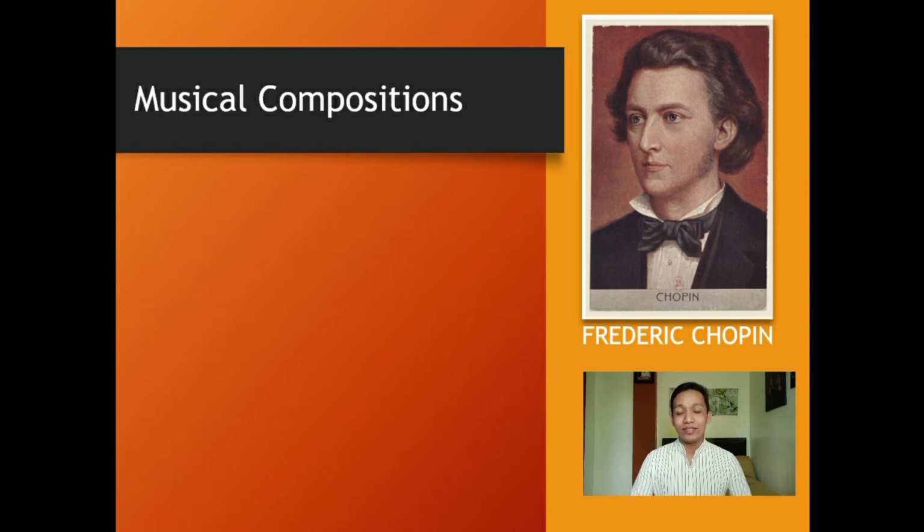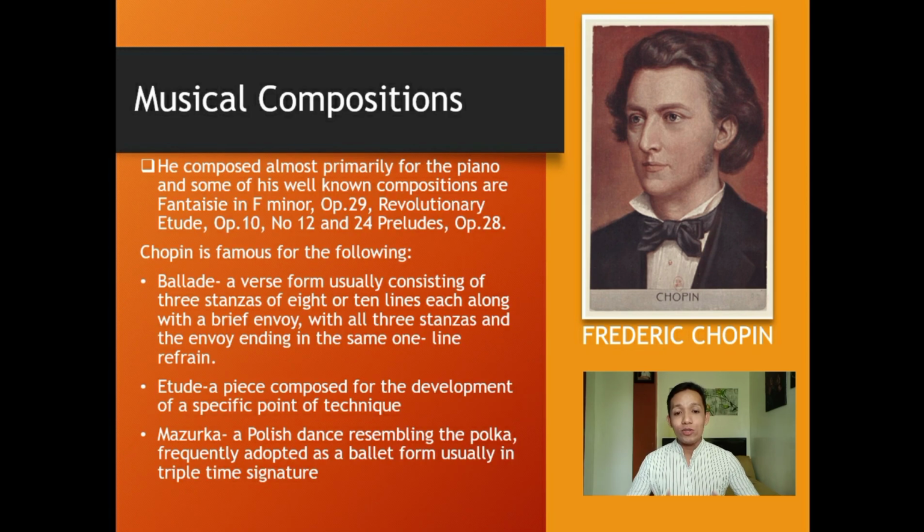His musical compositions. He composed almost primarily for the piano, and some of his well-known compositions are Fantasy in F minor, Opus 29, Revolutionary Etude, Opus 10, Number 12, and 24 Preludes, Opus 28. Chopin is famous for the following.